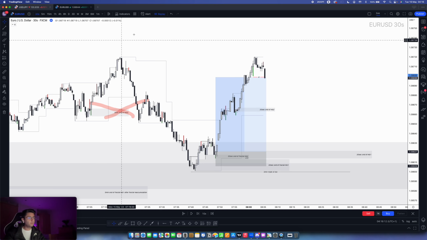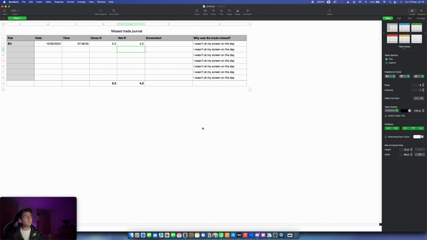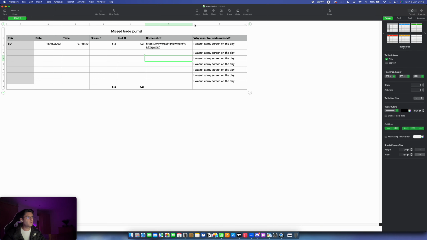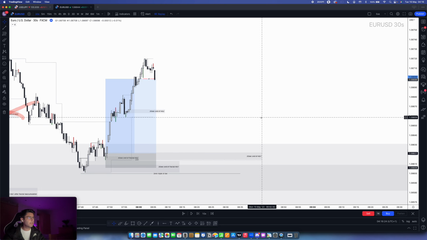Gross R 5.2, net R is gross R minus 1, 1R for commission, spread, slippage. Screenshot is there. Cool. First trade done.